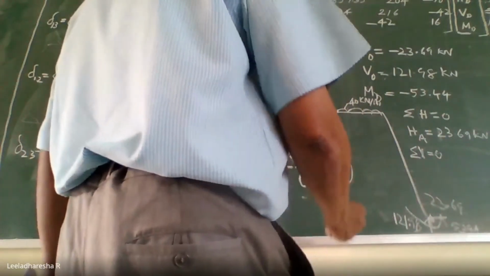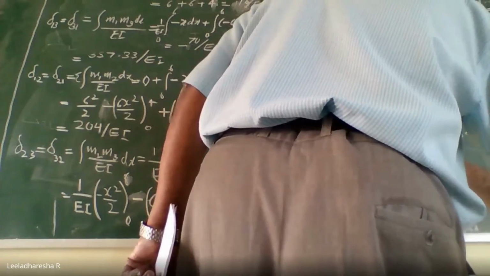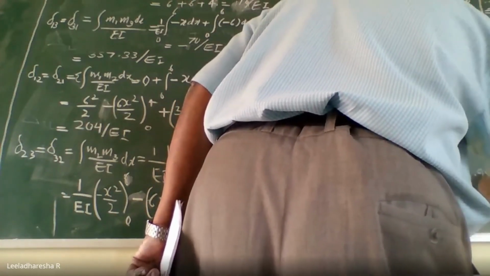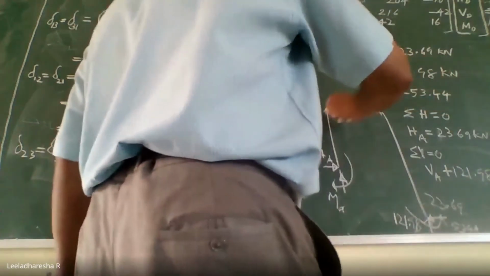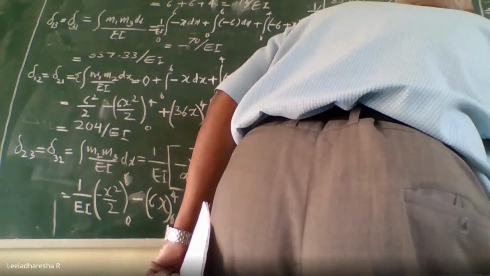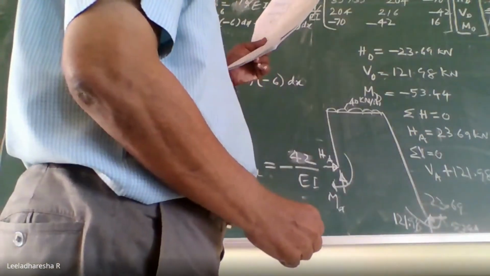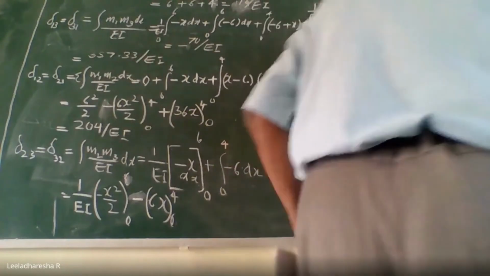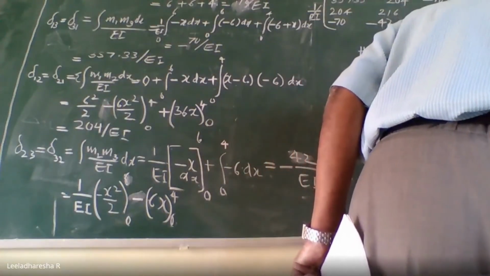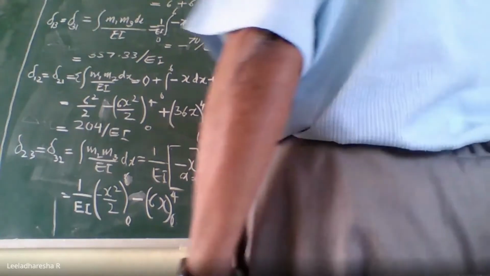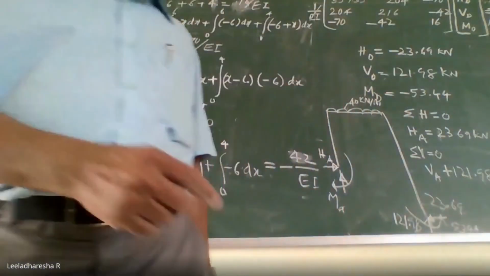So if you equate sigma V to 0, VA plus 121.98 is equal to downward load 40 into 6. So you are going to get the vertical reaction at A as 118.02. Use the third condition of equilibrium, that is sigma M equal to 0.